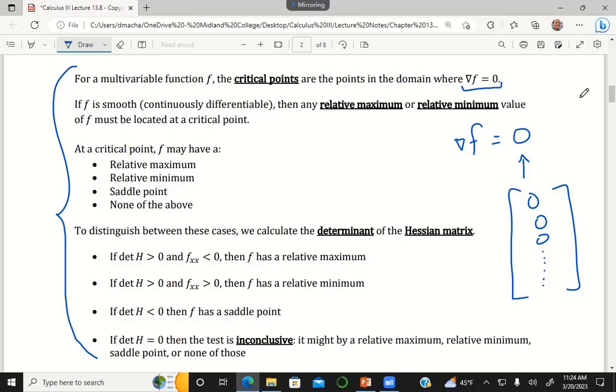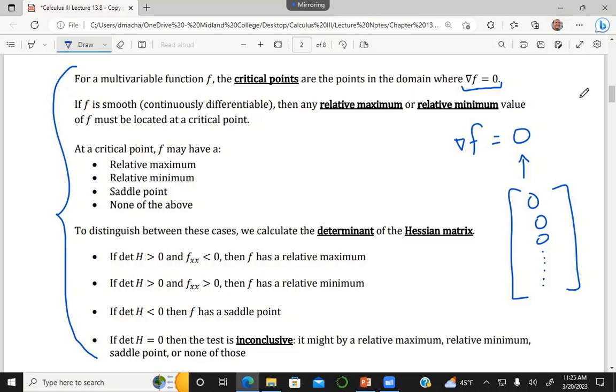If you want to figure out the difference between those cases, what you're going to do is take the determinant of what we call the Hessian matrix. If the determinant of the Hessian matrix is a positive real number greater than 0, I wrote the second partial derivative with respect to x, but you could also do the second partial derivative with respect to y. If the second partial derivatives are negative, then you're looking at a relative maximum.